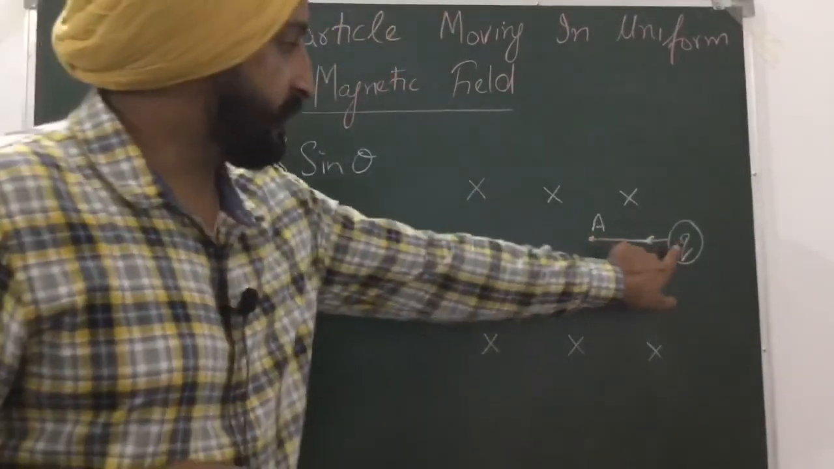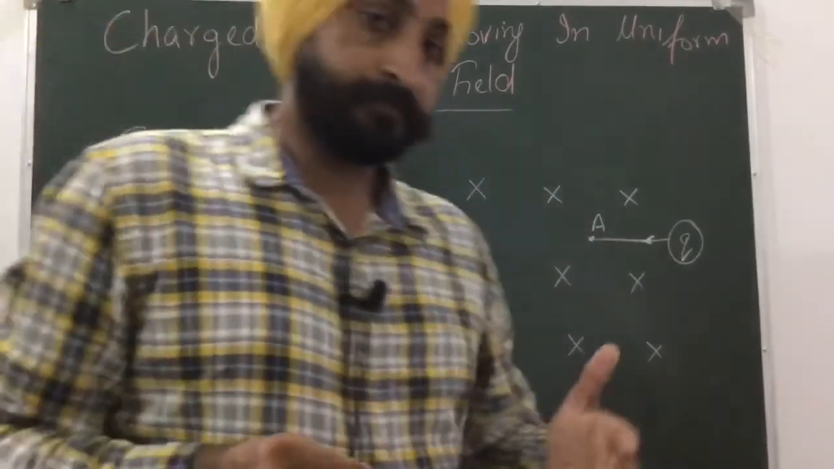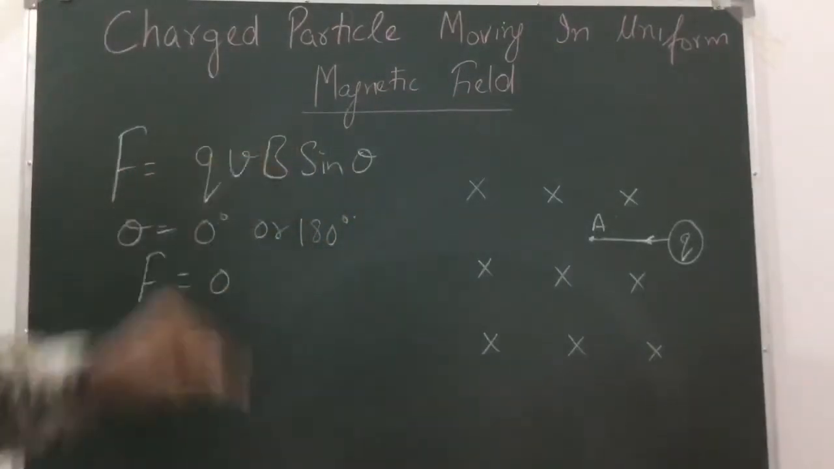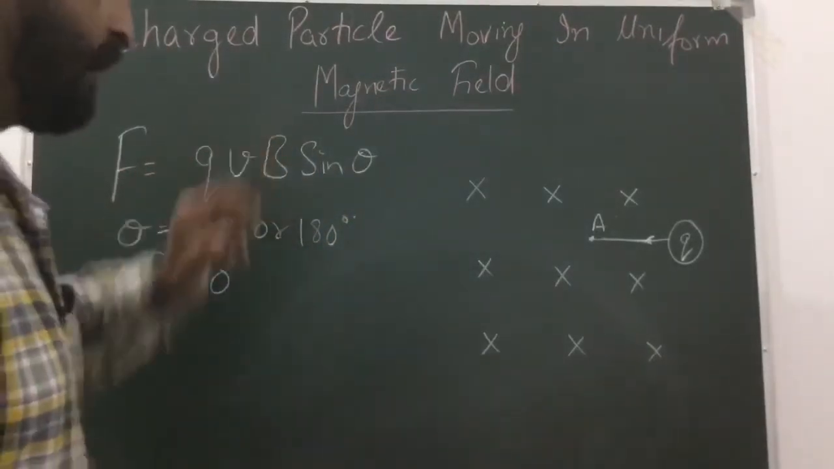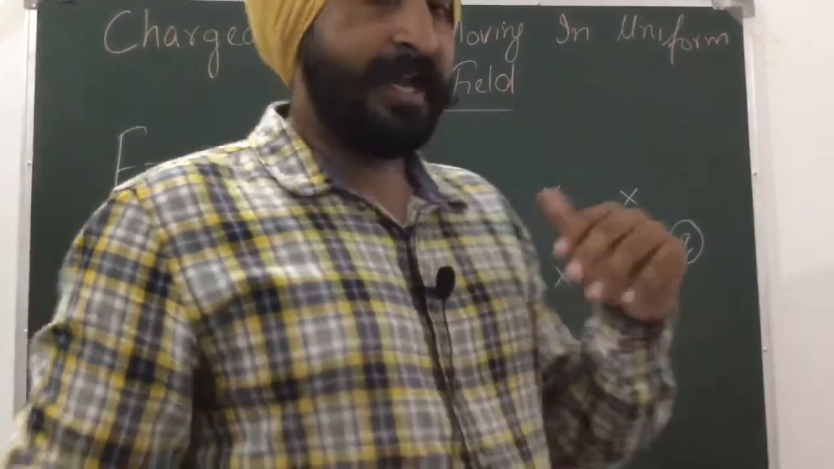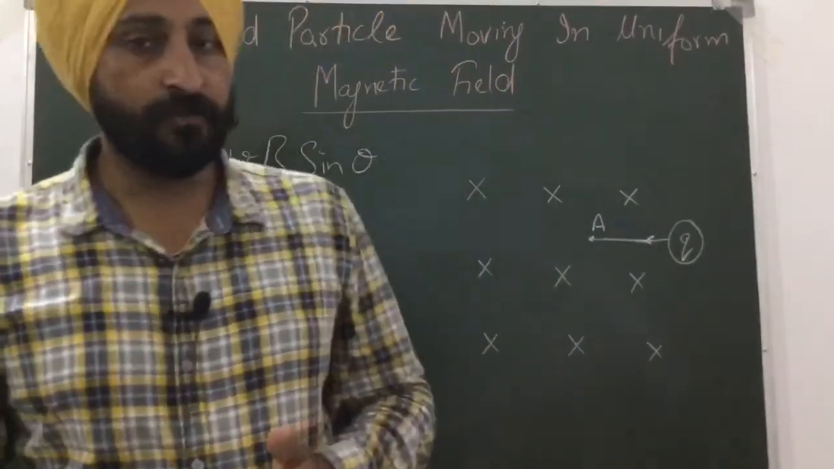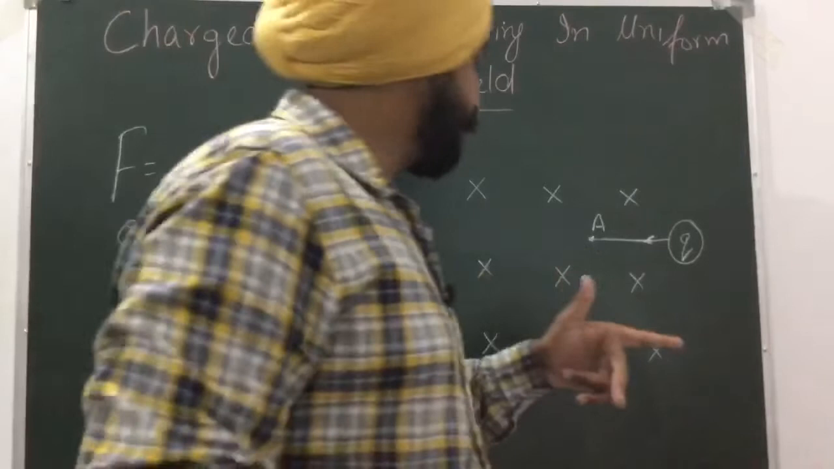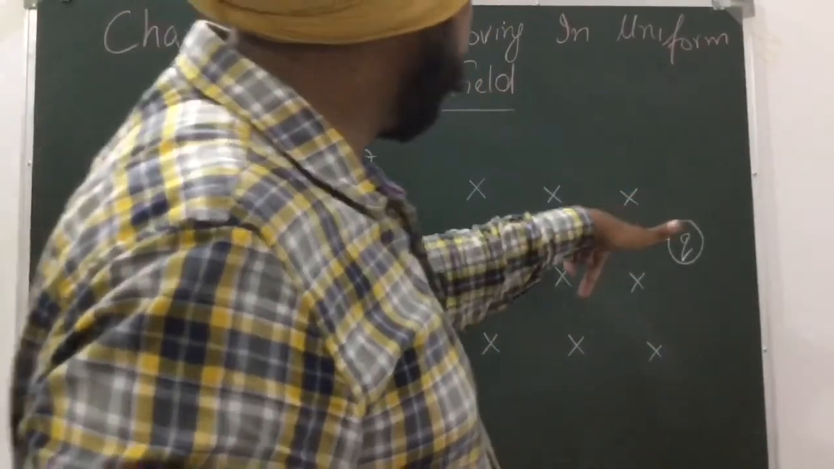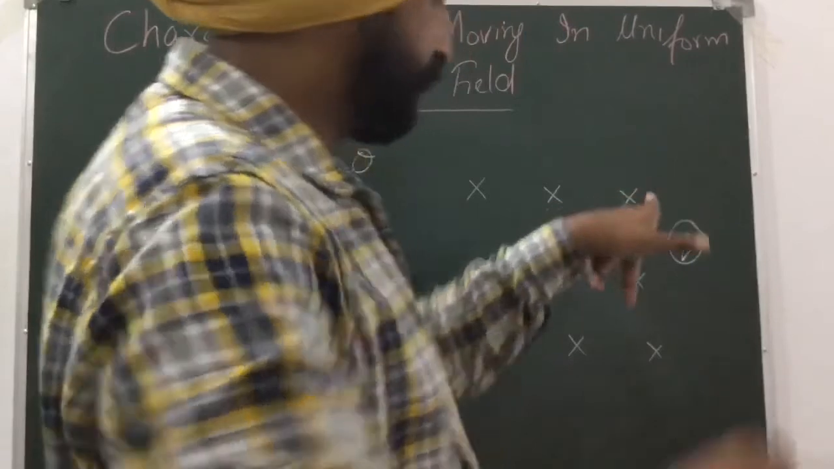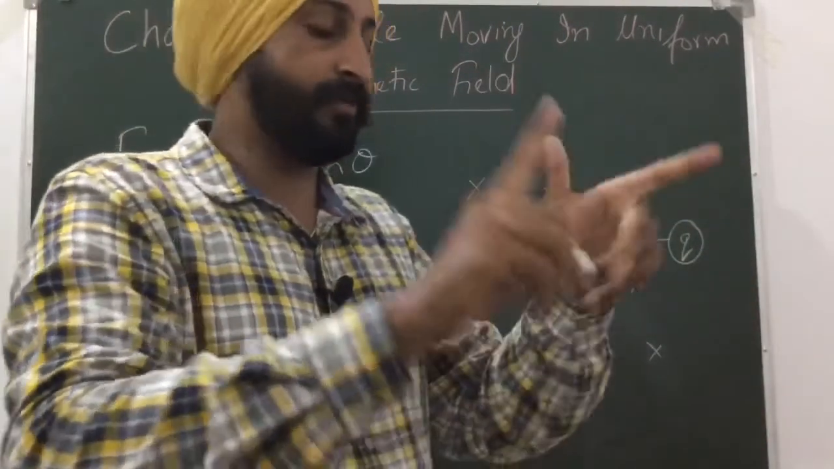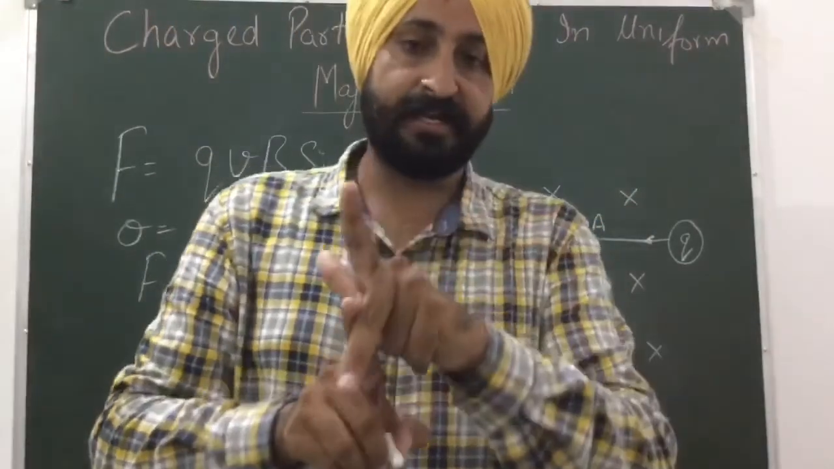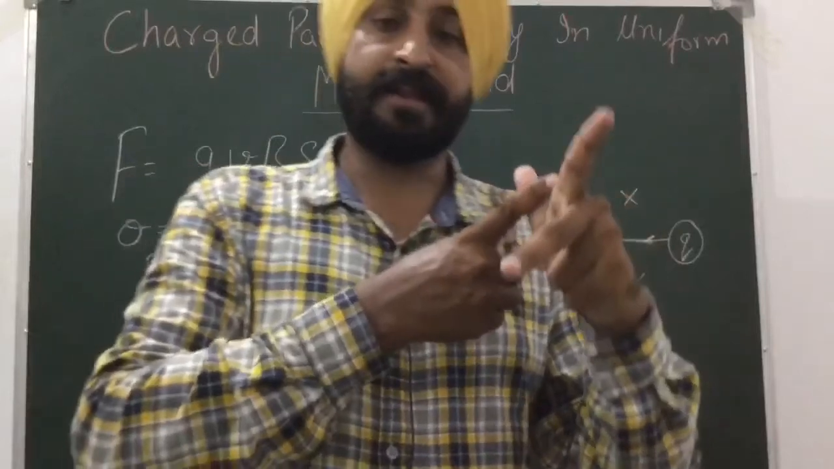When this charged particle reaches the point A, what will happen? It will experience a force. Since sine 90 is 1, the force will be maximum, and that will be equal to QVB. Now the question is, what is the direction of this force? To calculate the direction of this force, we can use Fleming's left hand rule. From Fleming's left hand rule, we can see that the magnetic field is directed into the board. So my first finger depicts the magnetic field, this finger depicts the movement of current, or we can take it as movement of positive charge, and this is the direction of force.